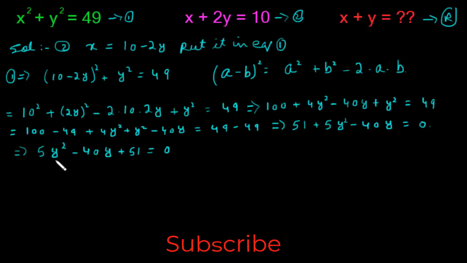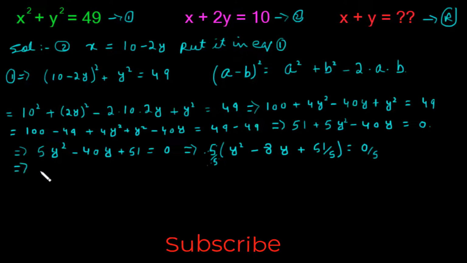And to make it more simple, I can take 5 as common from the whole equation, or I can divide this by 5, okay? So the thing is the same. So I will get y squared minus 8y plus 51 divided by 5 is equal to 0. Now dividing by 5 on both sides, here it will get cancelled. So on this side I will come up with y squared minus 8y plus 51 by 5 is equal to 0.